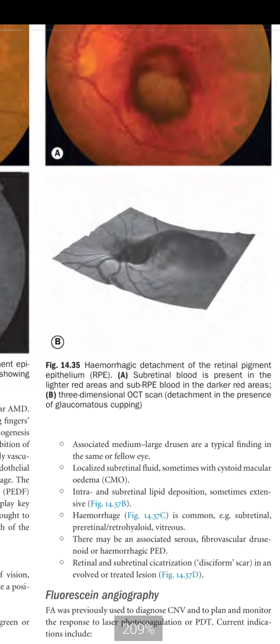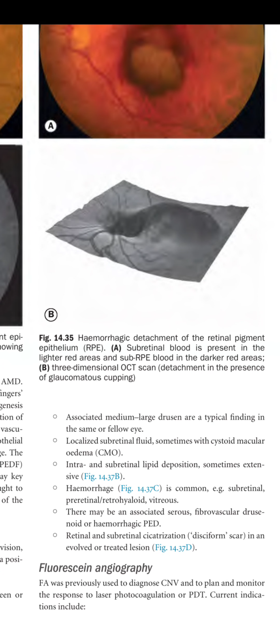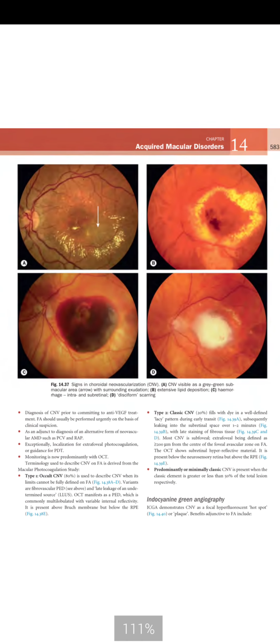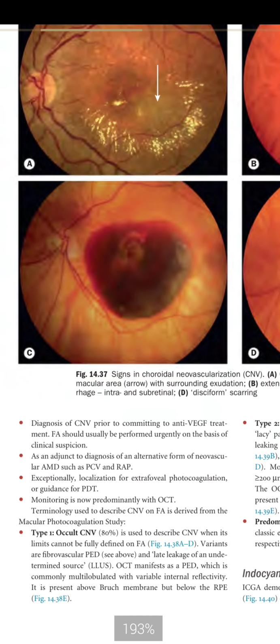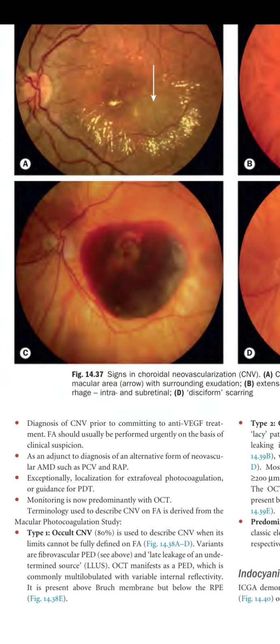Now, what if we do fluorescein angiography in a case of CNV? FA was previously used to diagnose CNV and to plan and monitor the response to laser photocoagulation or PDT. So first, FA was used. Current indications include diagnosis of the CNV prior to committing to anti-VEGF treatment. FA should usually be performed urgently on the basis of clinical suspicion.